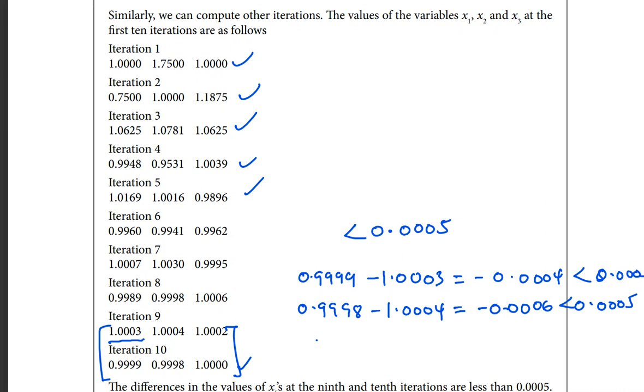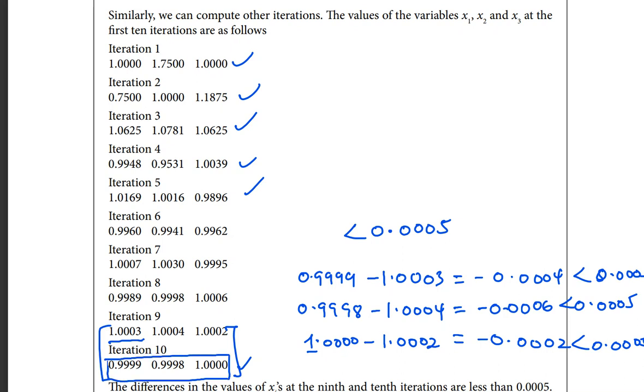Let's do it for the last value also. You have 1.0000 minus 1.0002, which will give us a value of minus 0.0002, and this is also less than 0.0005. So this is the point where we are supposed to end. This is where you are supposed to end.